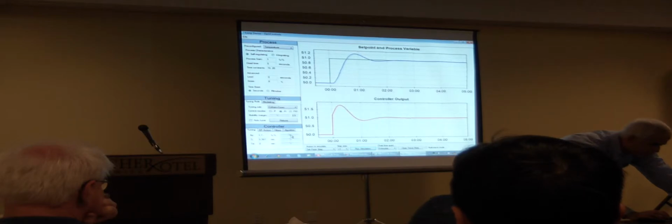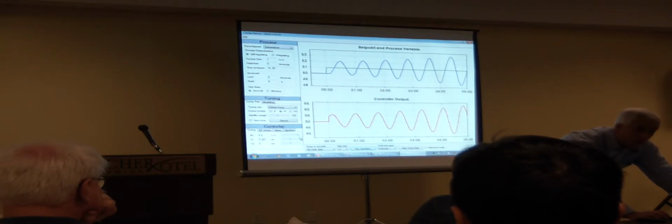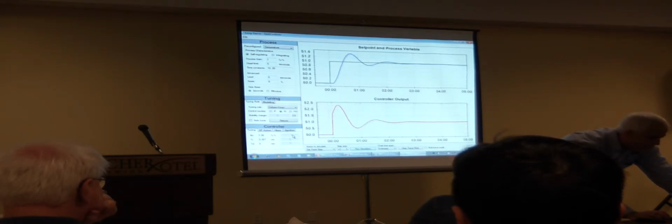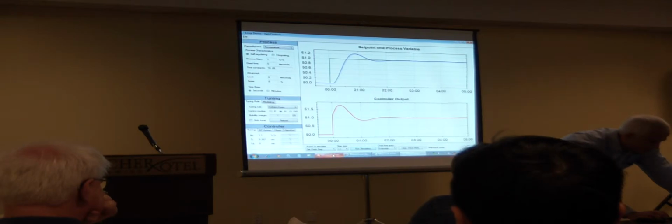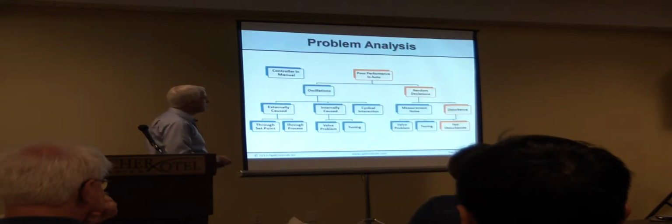As we make this loop respond faster and faster, we see more and more oscillations in it, and eventually the loop's just completely unstable. So there's like a speed limit for every process that we just can't overcome. You can't tune the loop faster than what the process allows, and that's mainly caused by the dead time in the process. So if that's the case, then we've got to use something else.